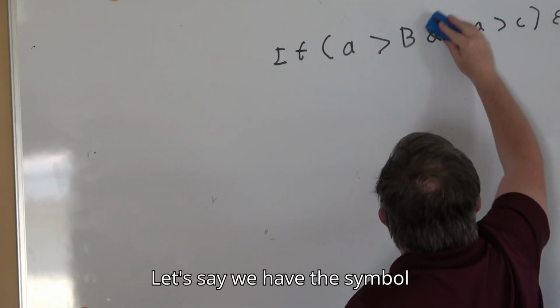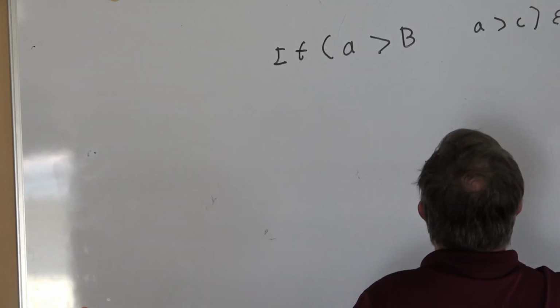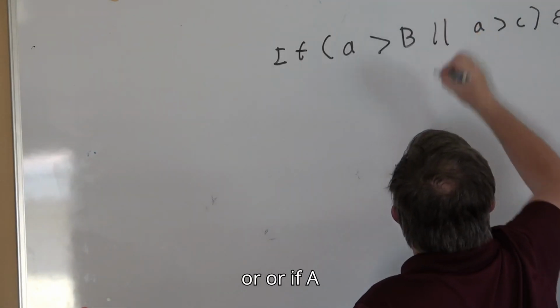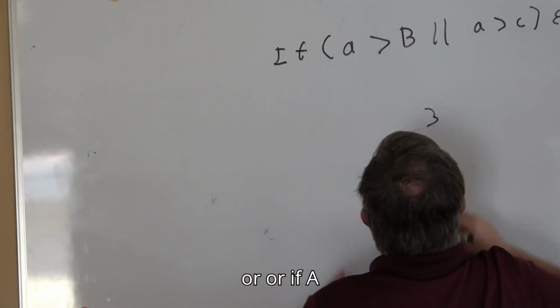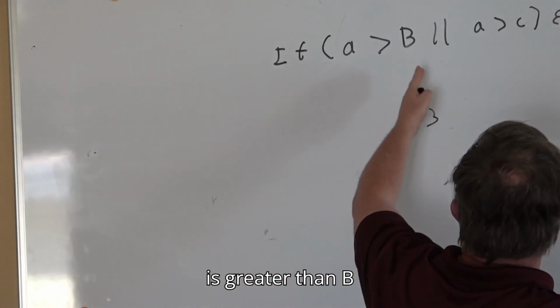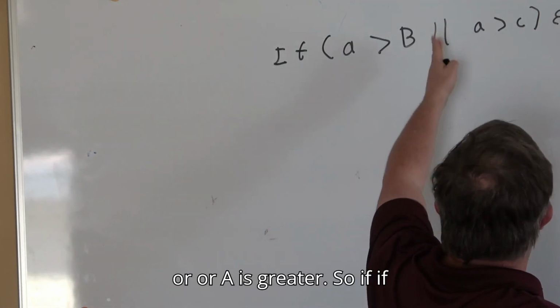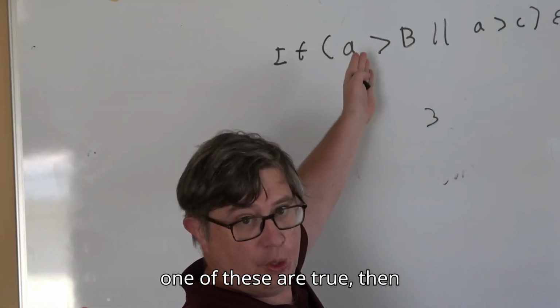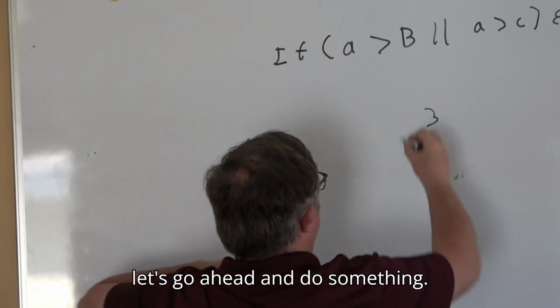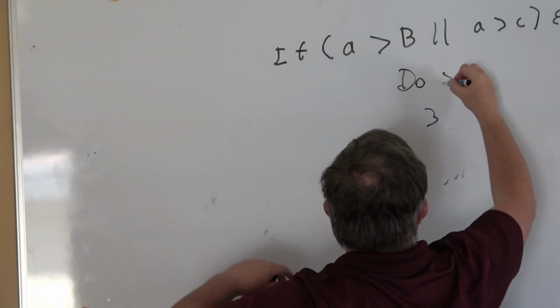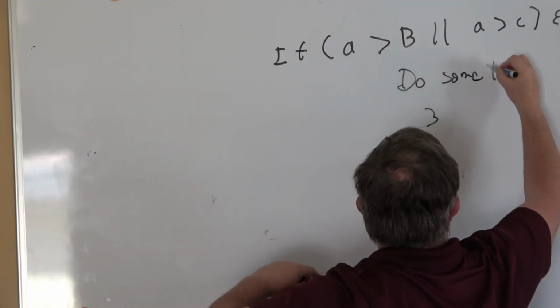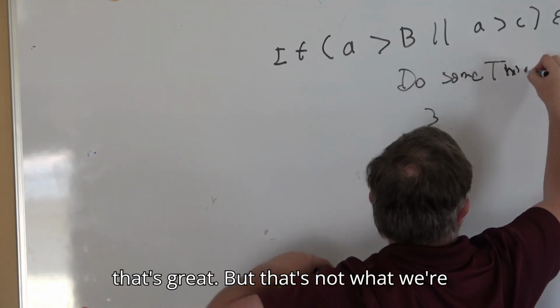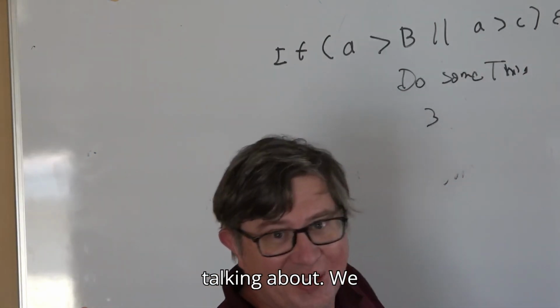Let's say we have the OR symbol: if A is greater than B, or A is greater than C. If one of these is true, then let's go ahead and do something. That's great, but that's not what we're talking about.